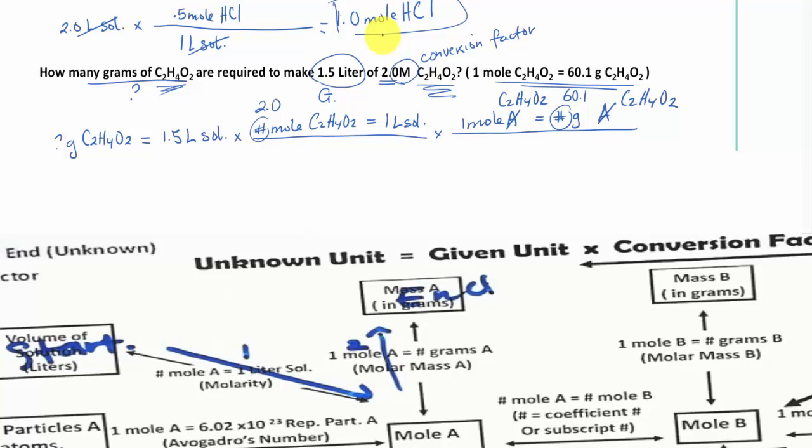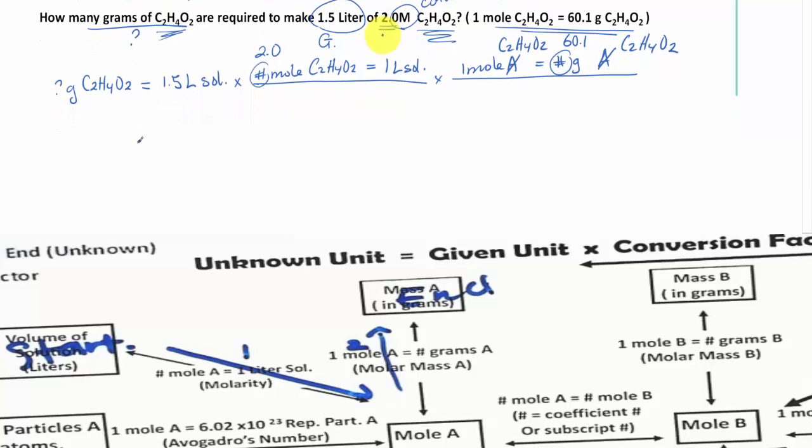Now we just have to rewrite this as a fraction. So let's rewrite starting right here: 1.5 liter of solution times this first conversion factor. If this is a liter of solution, the liter of solution must be on the bottom, so that way they cancel each other out. Exactly 1 liter of solution on the bottom, and this part must be on top. So 2.0 mole of C2H4O2. Notice how the liter of solution cancel out.